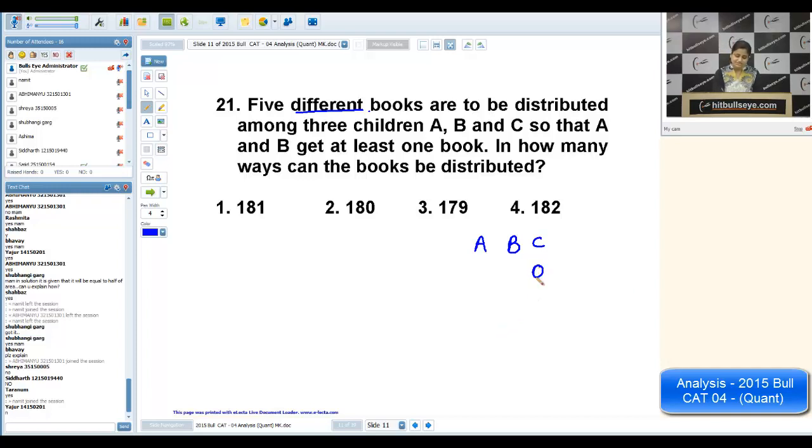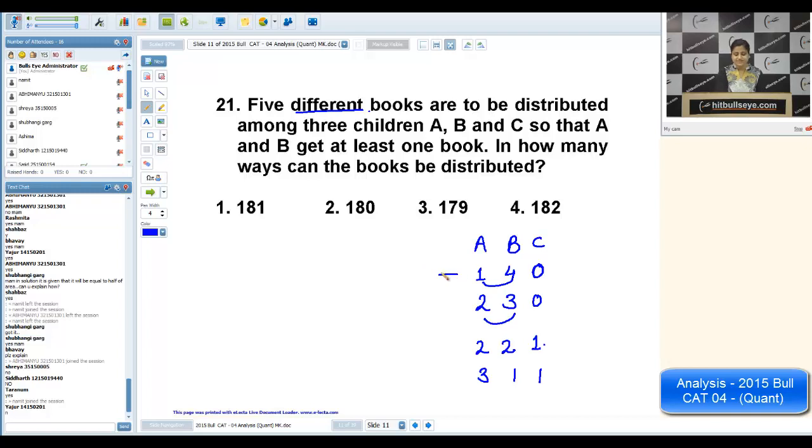First of all, I'm considering that condition where C is getting zero books. So it can be this way or it can be this way. The permutation of 1 and 4 and permutation of 2 and 3, that I'll consider in one case only. If C gets one book, we'll get 2, 2, 1. Any other solution we are left with? 3, 1, 1. These are the only possibilities we can take. I'm considering the permutations as well.